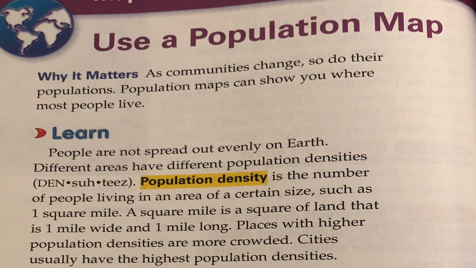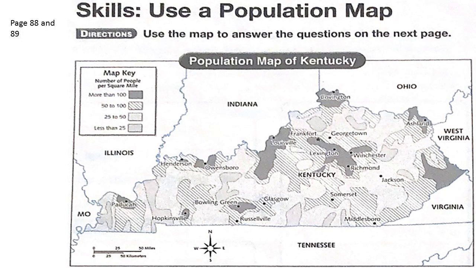So let's begin solving page number 88 and 89. Please make sure that you've got your book open. Let's do this together. So this is the population map of Kentucky. Let's read the directions. Use the map to answer the questions on the next page. Perfect. So the answers are based on what you read on this population map.